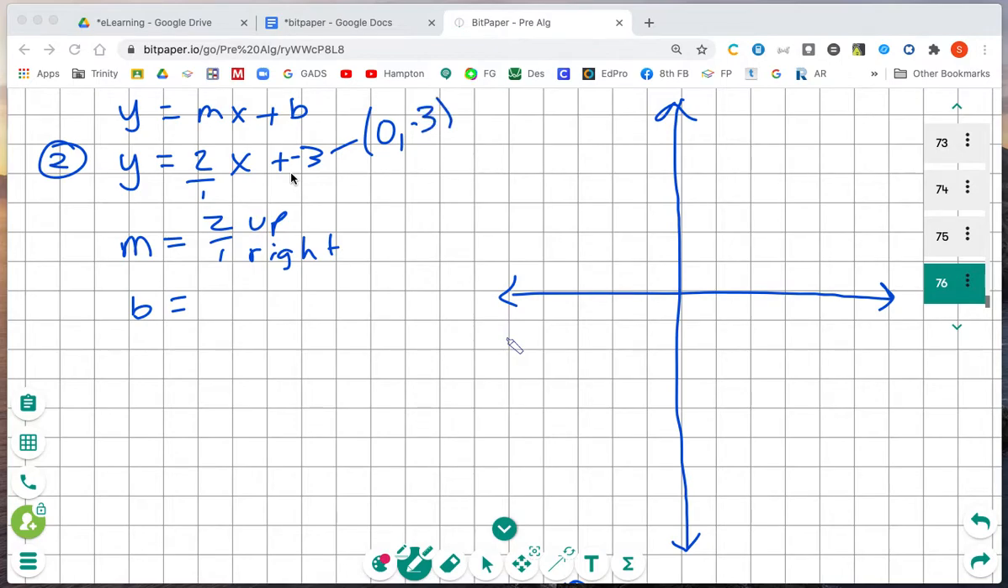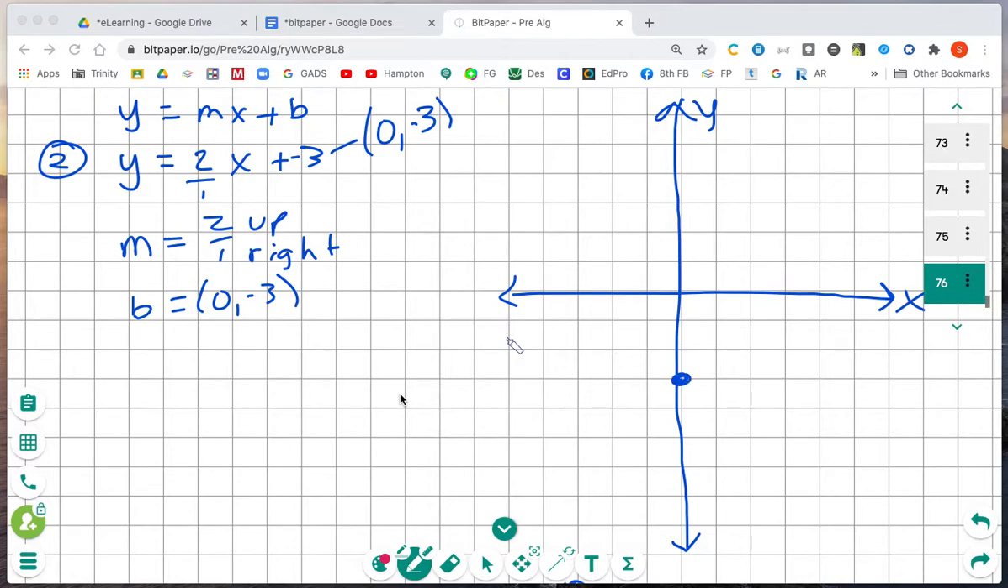We're going to label our x-axis and our y-axis, and we're going to put in our starting point 0, negative 3. Remember that your starting point is always going to be on your y-axis. So 0, negative 3.